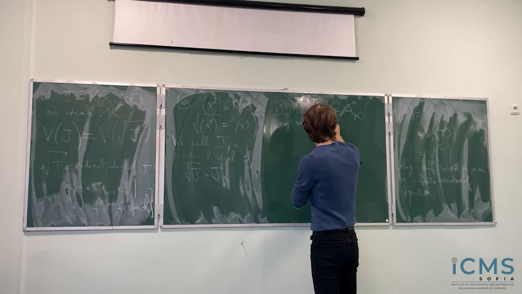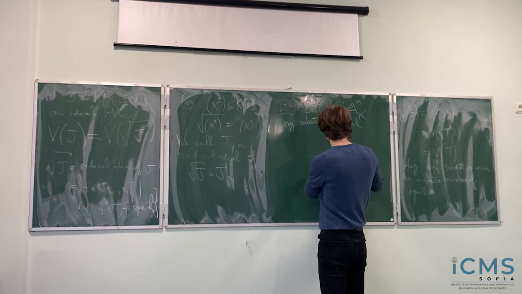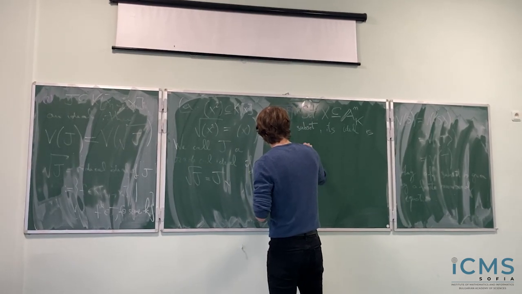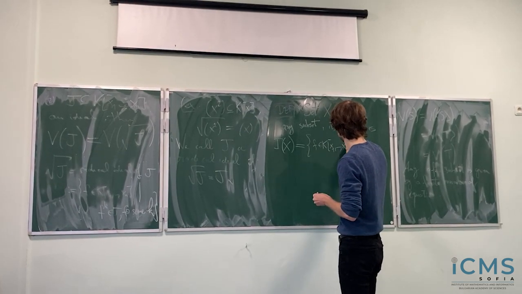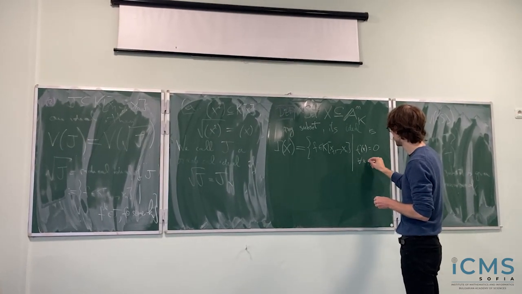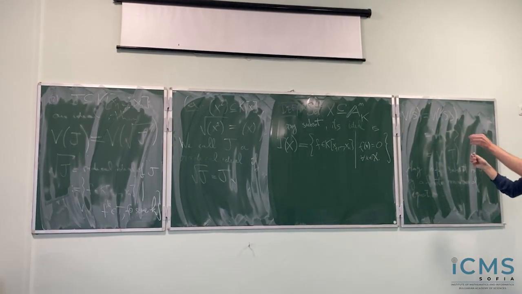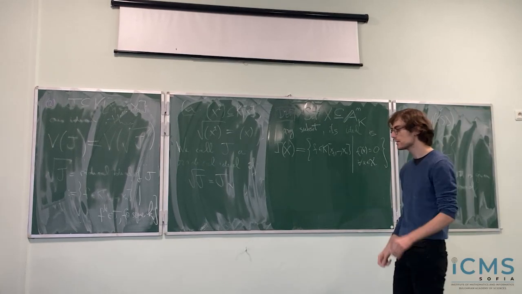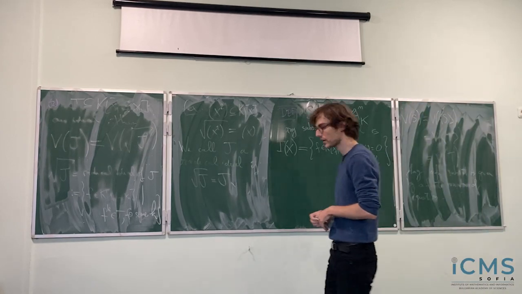The ideal associated with this is denoted I(X), which this time is going to be the polynomials f such that f(x) is equal to 0 for all x in this subset. Okay, so this is kind of a dual notion, right? V of S, we took polynomials, we had points. I of X takes points and gives us polynomials.